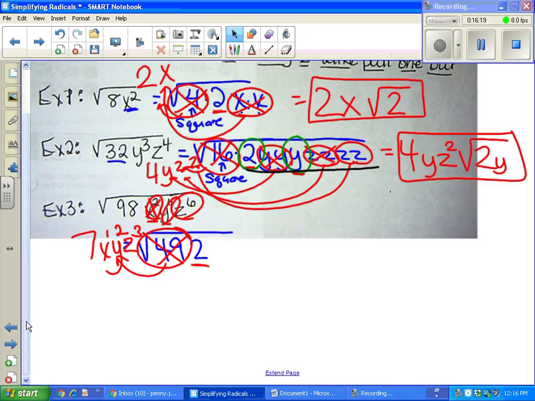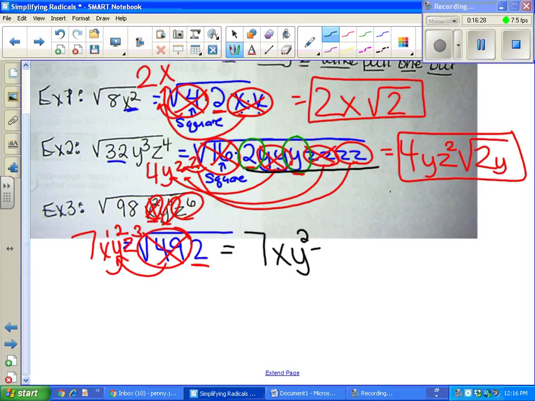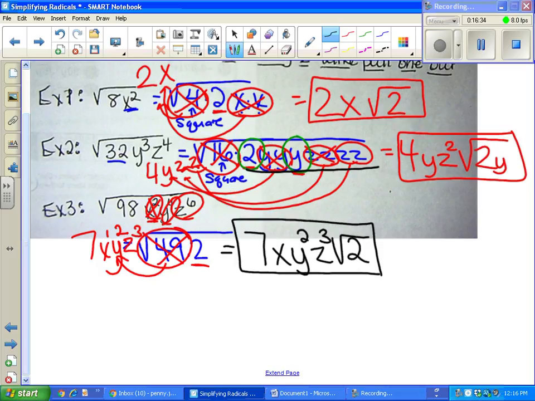It turns out the final answer for this problem is 7 on the outside, x on the outside, y to the 2nd, z to the 3rd on the outside, and the only thing that remained underneath was square root of 2. All right? So when you look at your letters, I want you to imagine pairing them up. For every 2, pull 1 out. Basically, it's like you're dividing by 2.